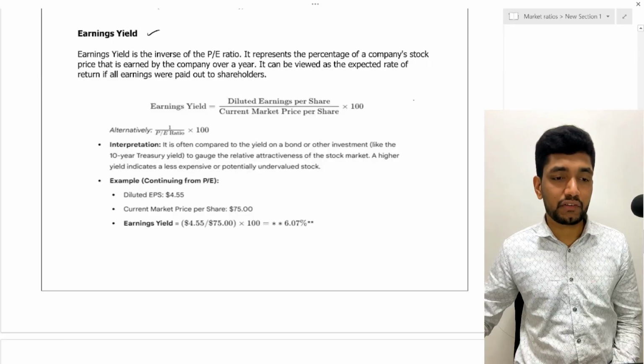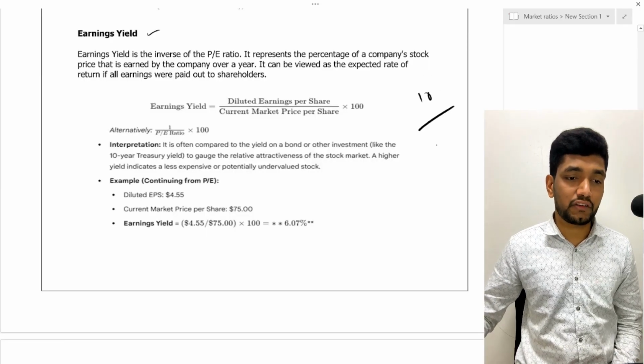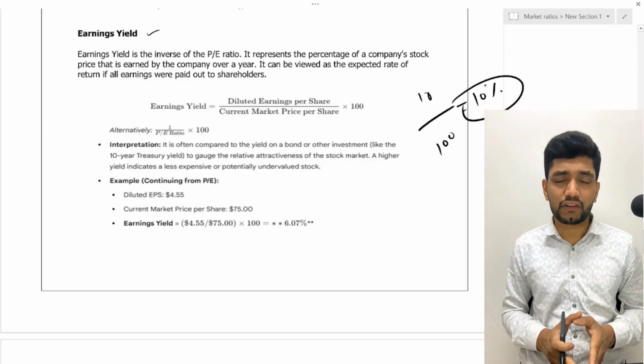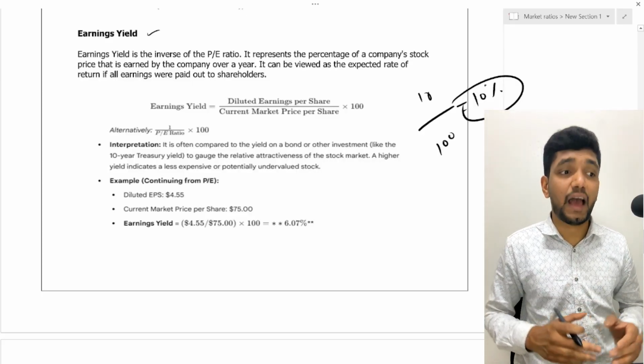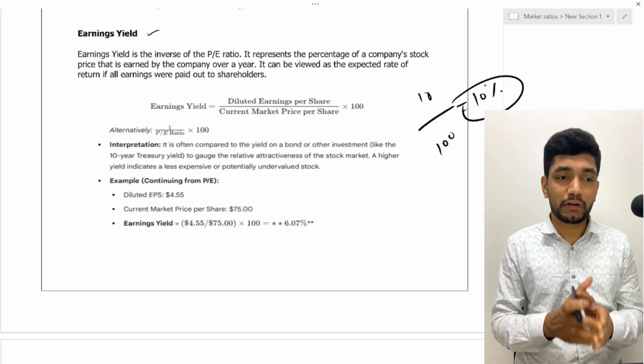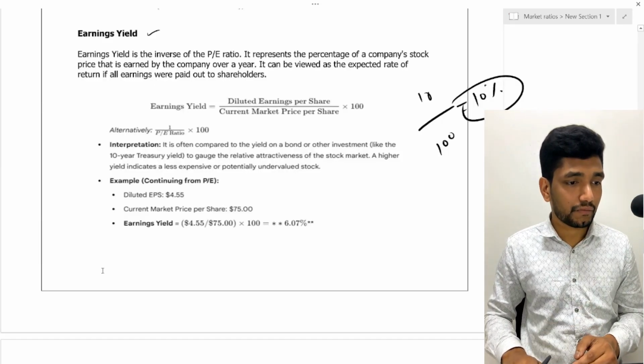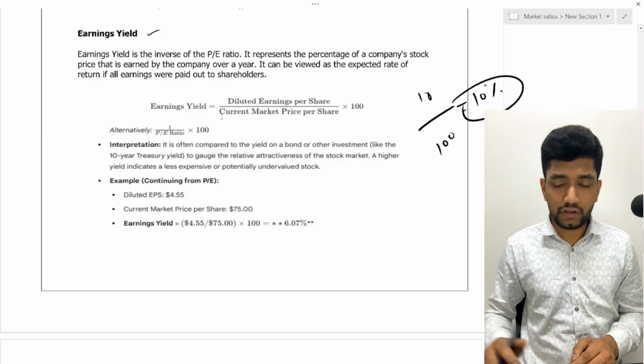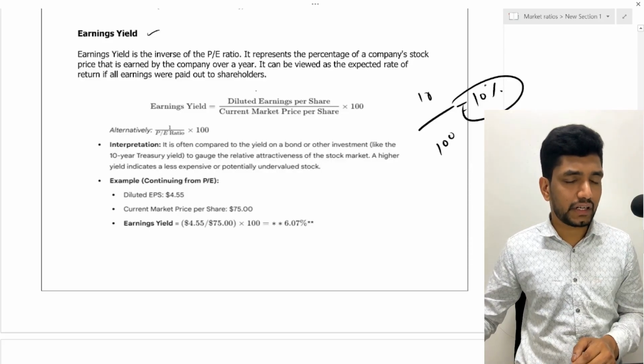Just assume the earnings per share is 10 and the market price per share is 100. Then the earnings yield is 10%, which means this company is earning 10% of its market price as earnings available to equity shareholders. So you can see the formula here: diluted earnings per share divided by current market price per share, times 100.